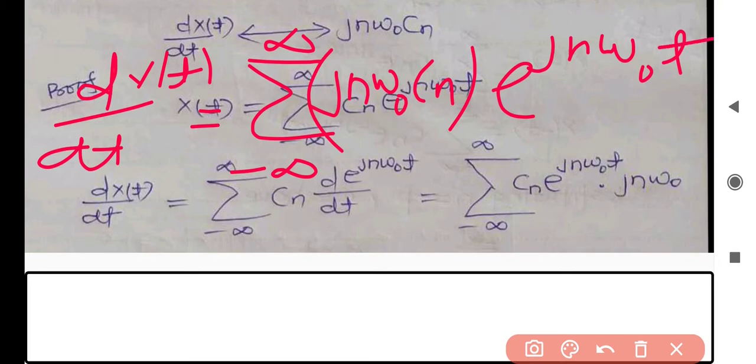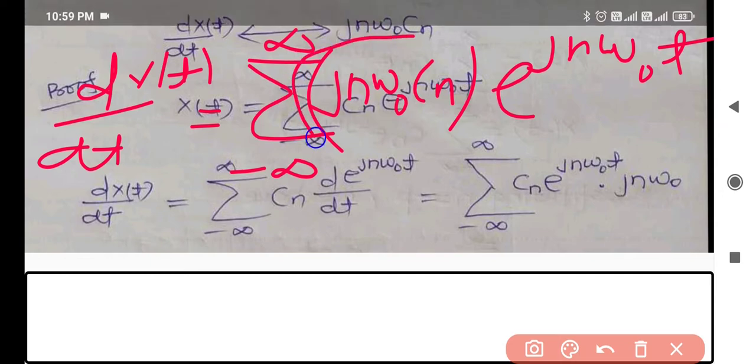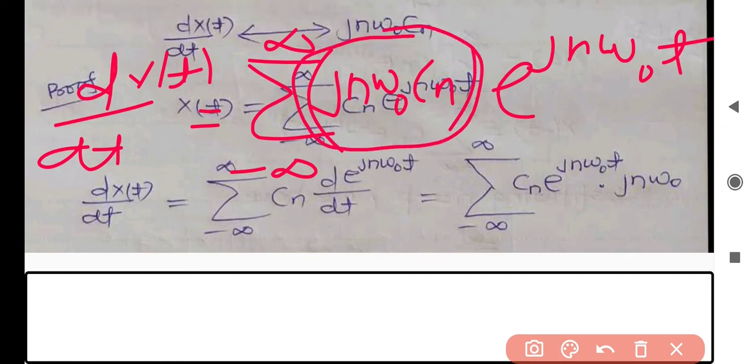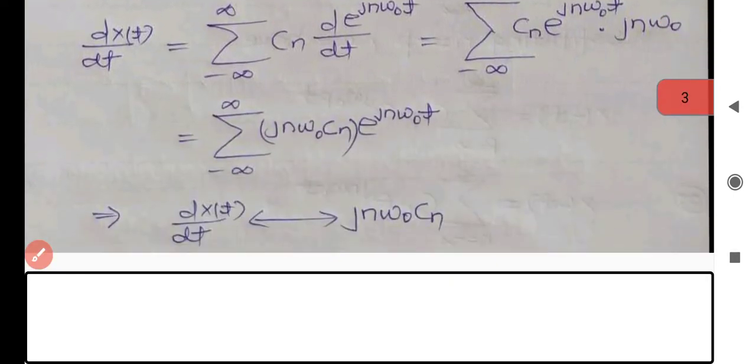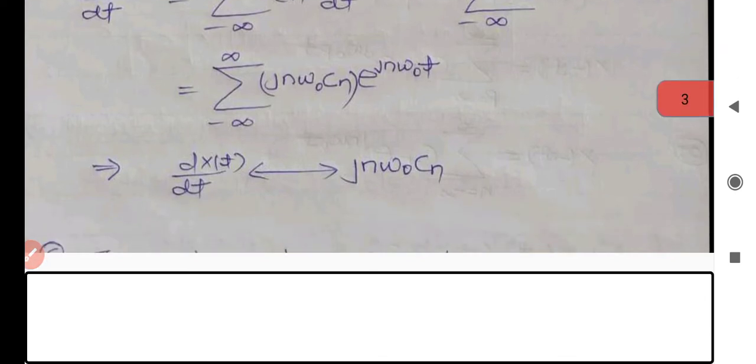On comparing with the standard equation of Fourier series, we will get that Cn is now replaced by jn omega naught into Cn. It means that when we differentiate the signal x(t), in the Fourier series domain the Cn will be replaced by jn omega naught into Cn.